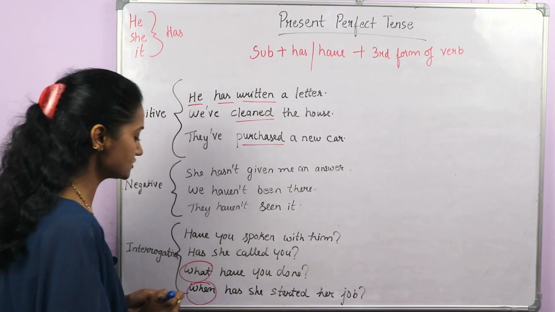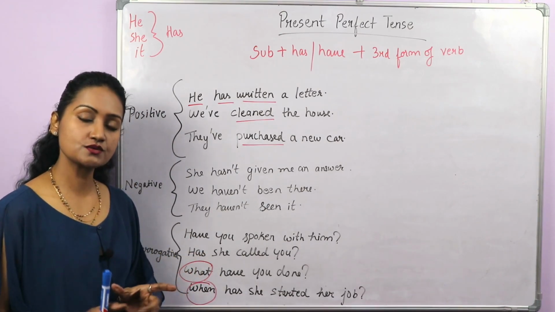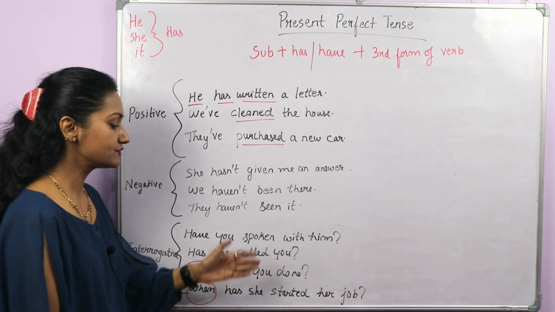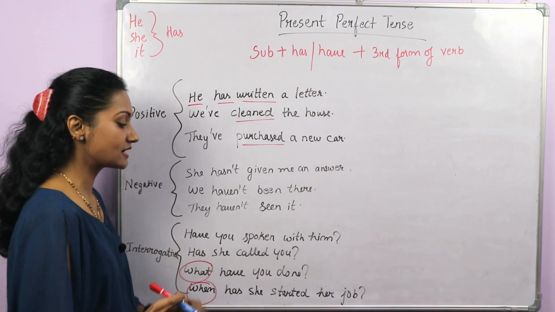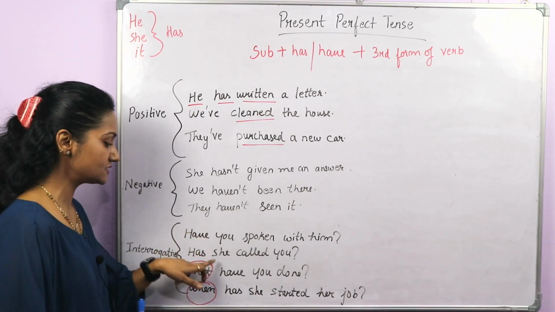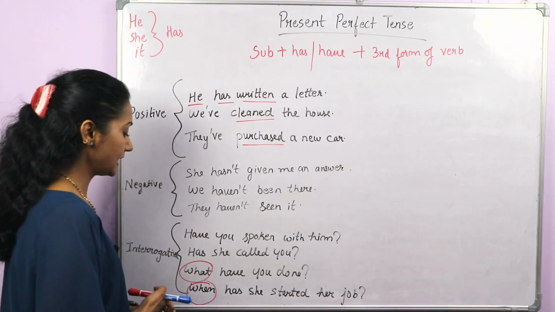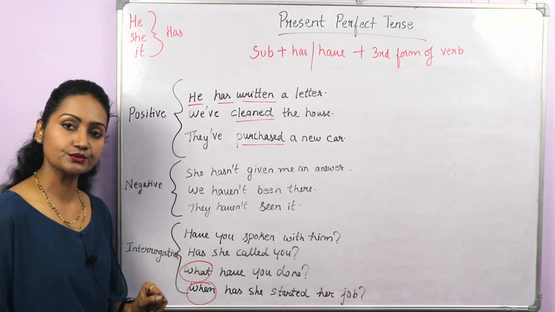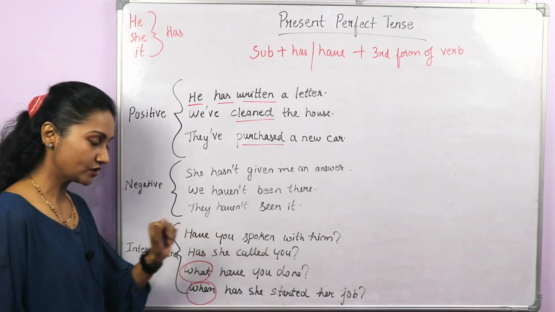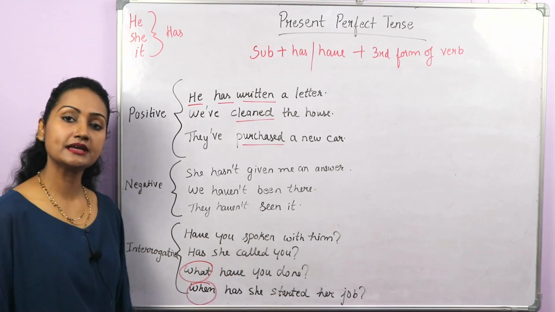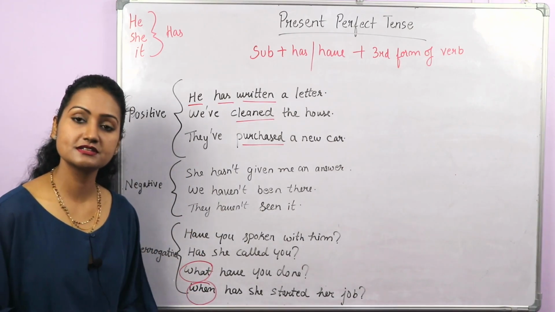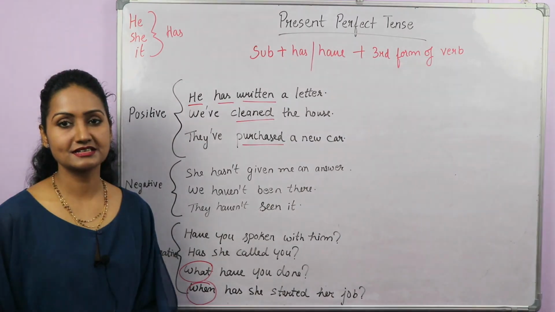Now if you want to use question words, again you just have to start the question with a question word and then the interrogative sentence. How? What have you done? When has she started her job? Now if you want to use question words in these two sentences also, you can. Has she called you? When has she called you? Have you spoken with him? When have you spoken with him? So that is how you can make positive, negative and interrogative sentences in present perfect tense.